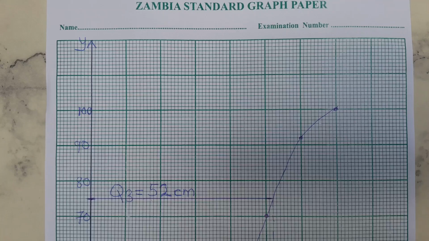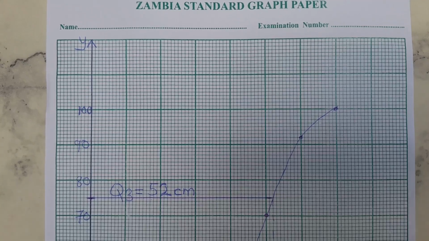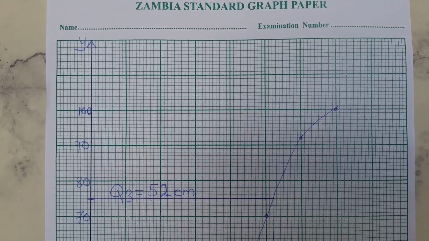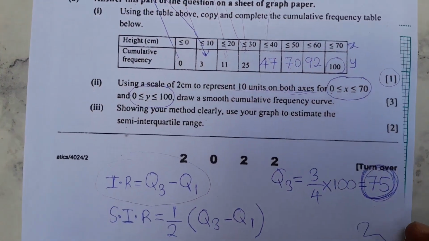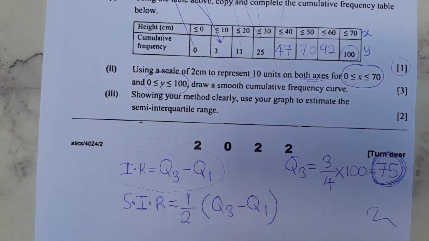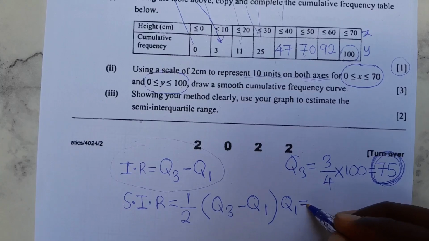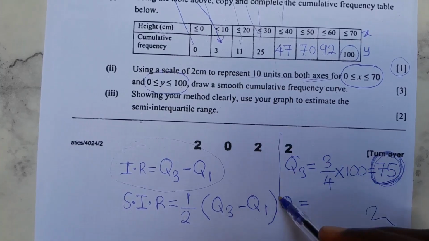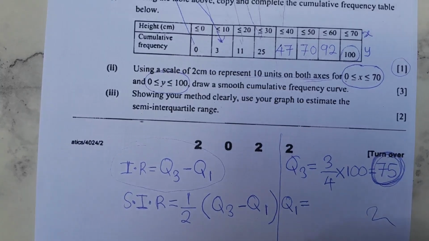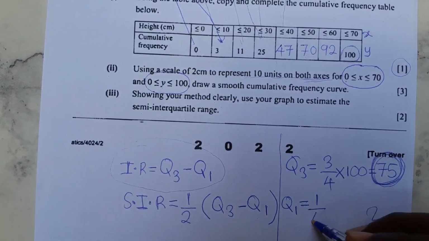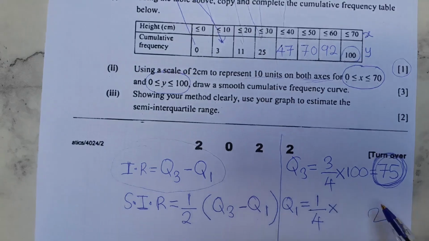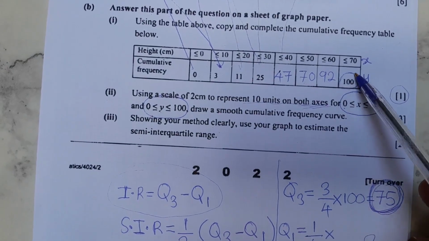Then I find Q1. So I know what Q3 is. Then I go to Q1. How do you find Q1? We start the procedure. So these are just the same. This is what you need to be doing. I say Q1, how do I find Q1? Q1 is equal to 1 over 4 times the last number on the y-axis.